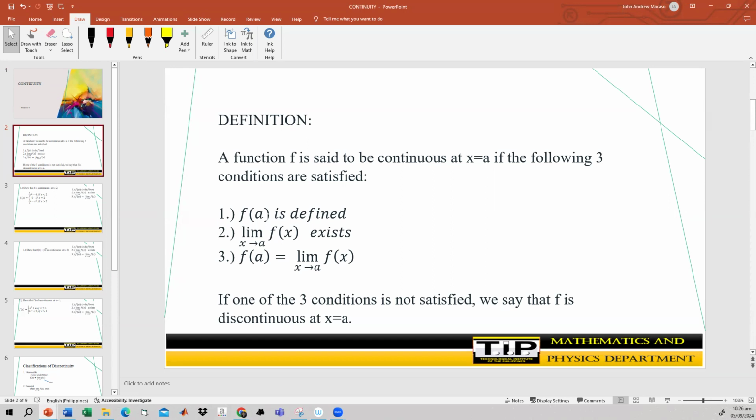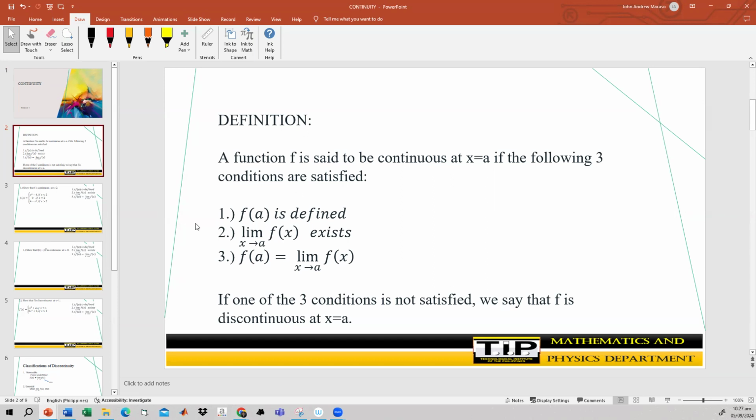There's an additional statement here that if one of the three conditions is not satisfied, we say that f is discontinuous at x is equal to a. So what does it mean? It means that if one of the conditions fails, then you don't need to check the other conditions because it will result in discontinuity. Okay, so I hope we're all clear.